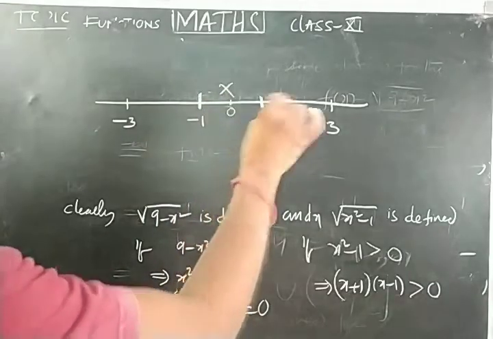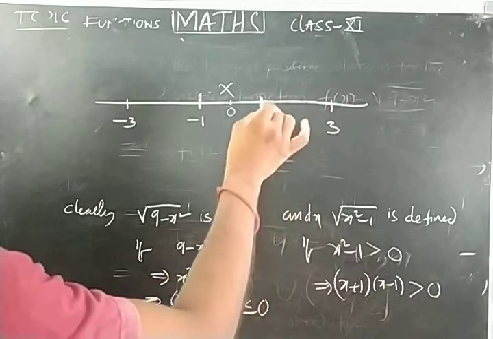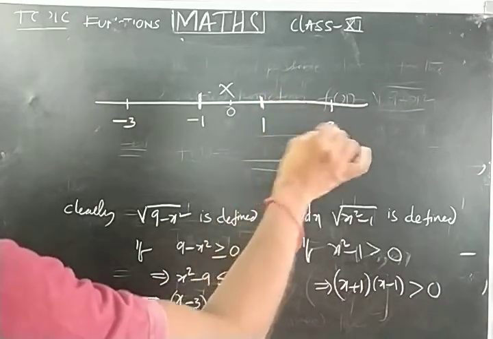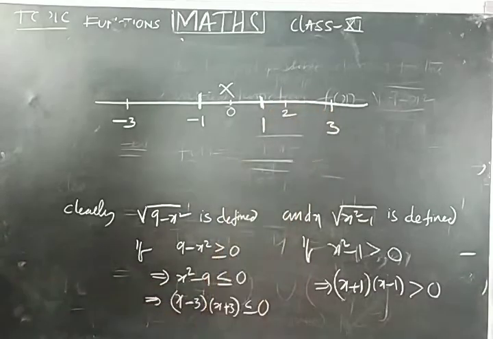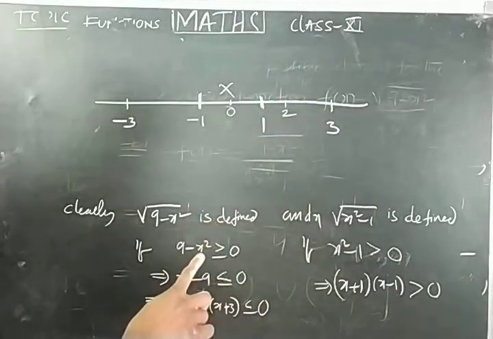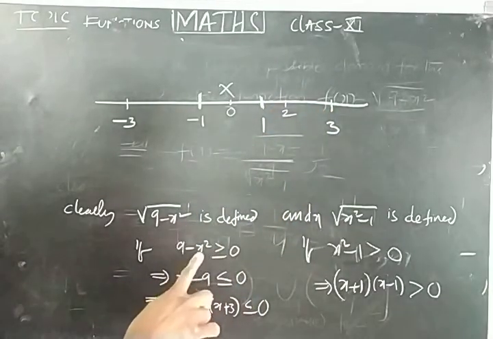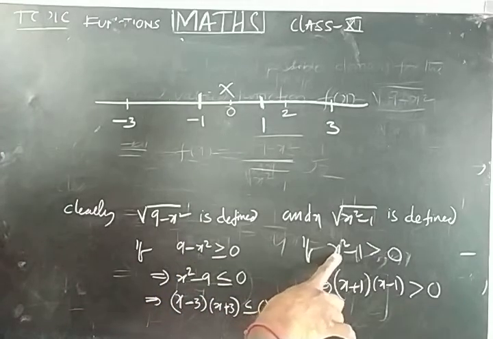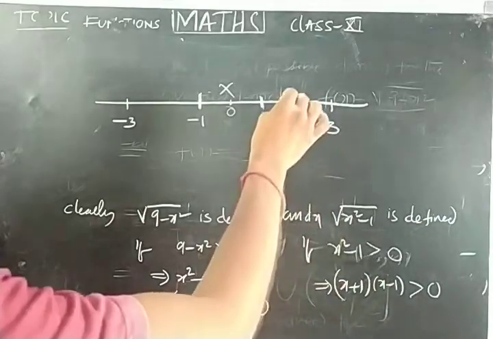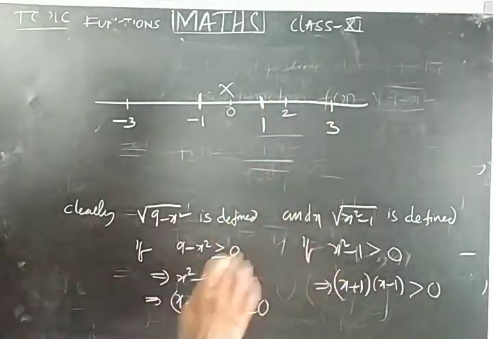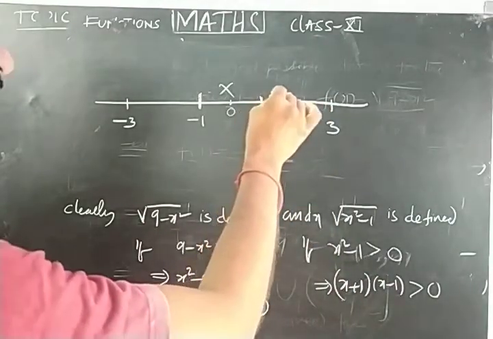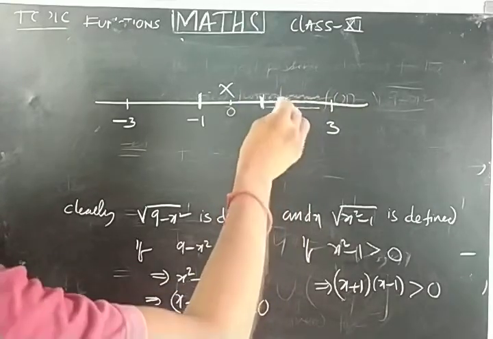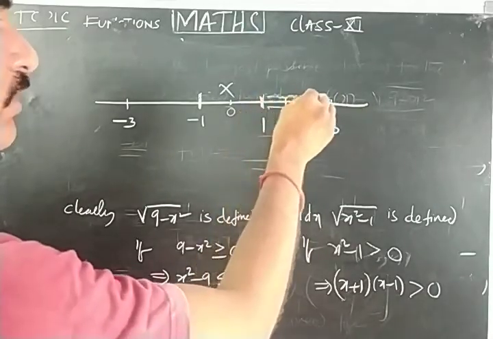Now I am going to the remaining part at the right hand side of 1. Suppose, for the sake of convenience, I am taking a value between 1 and 3, say 2. Substitute the value here: 2 square is 4, 9 minus 4 is positive 5, satisfied. Here 2 square 4 minus 1 is satisfied. If one quantity is satisfying both the functions, you can take the total interval from 1, not including 1, at the right hand side of 1. You can take every value from 1 to 3.